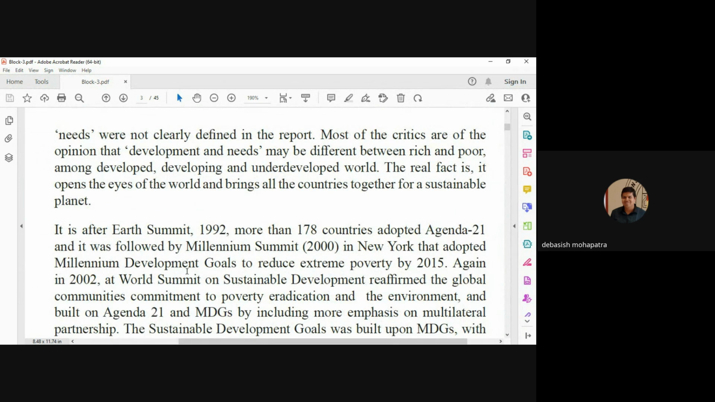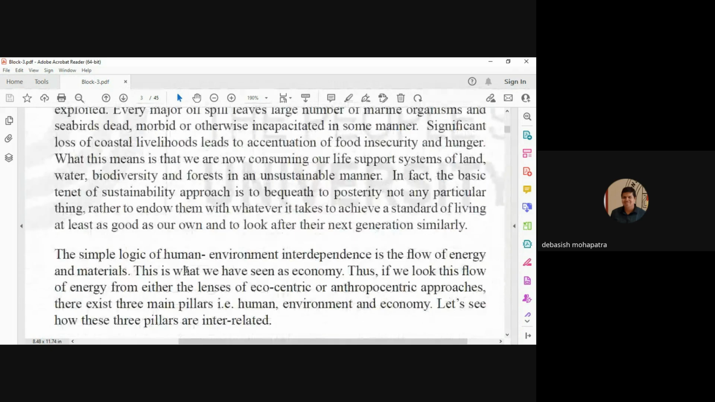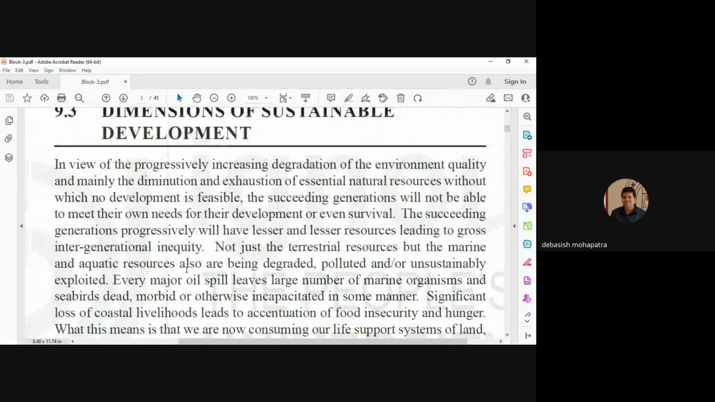These summits and everything I have already discussed in the previous classes. Then we come to the dimensions of sustainable development. The first is in view of the progress and increased degradation of environmental quality, mainly the diminution and exhaustion of essential natural resources without which no development is feasible. The succeeding generation will not be able to meet their own needs for development or even survival. They will progressively have fewer and fewer resources, leading to gross intergenerational inequality.